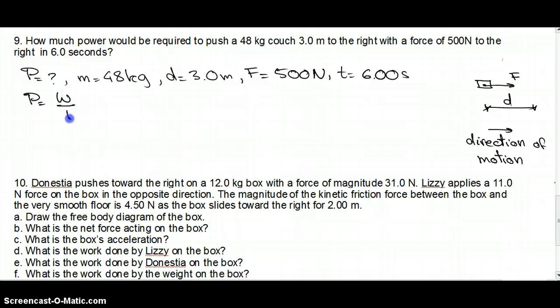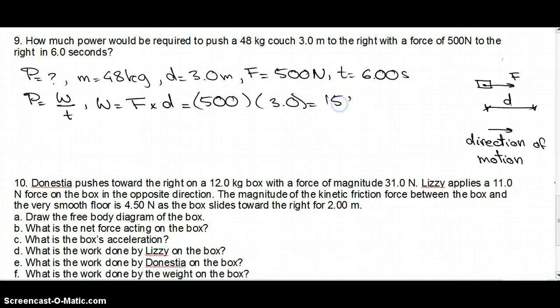The power is equal to the work over time. I have the time, but I don't have the work. So first I need to find the work. In this case, the force and the direction of motion are the same. So we use the formula W equals F times D, which is equal to 500 multiplied by 3. The answer is 1,500 joules.